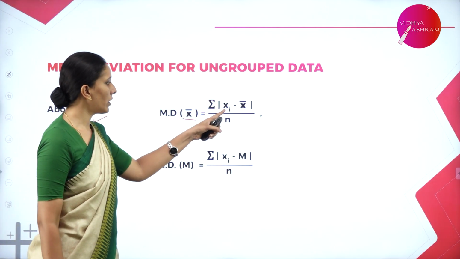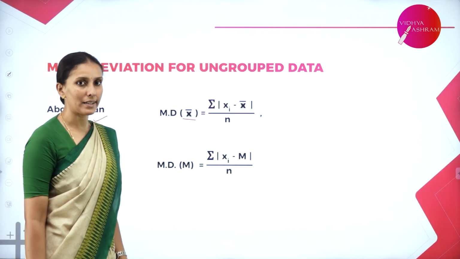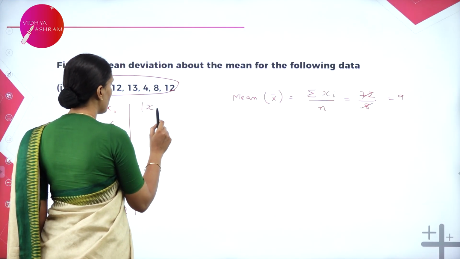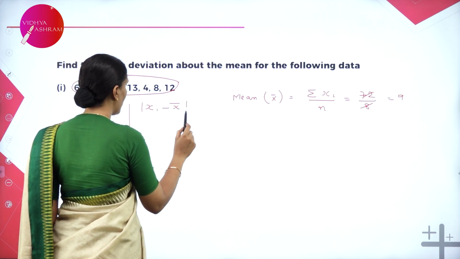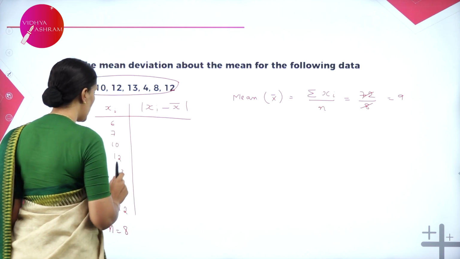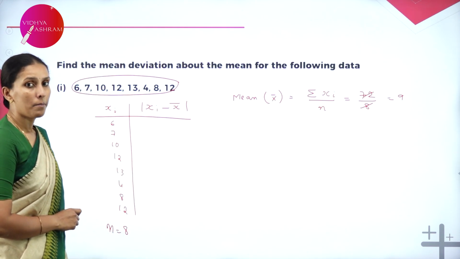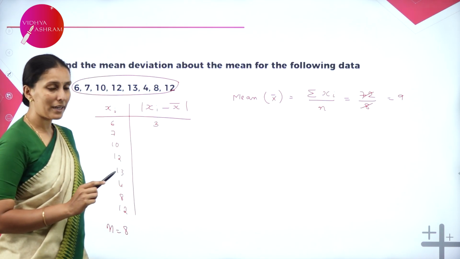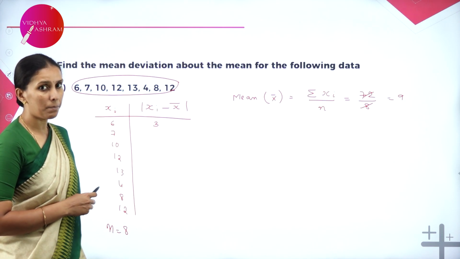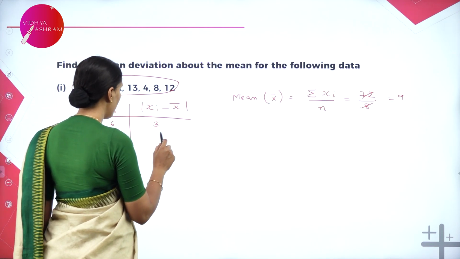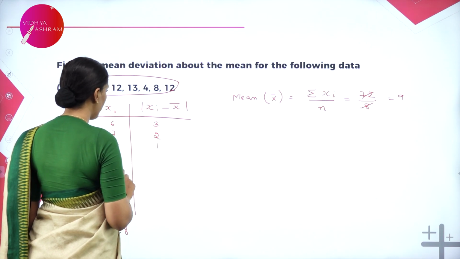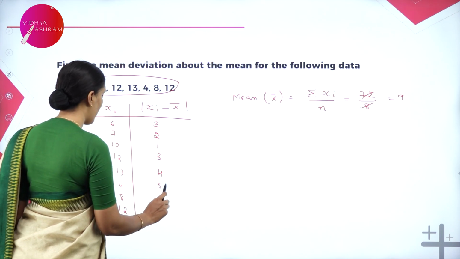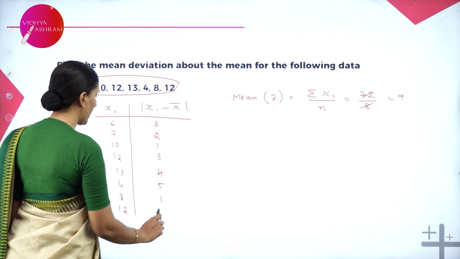According to the formula, we need to take the difference of each observation with x bar under the modulus. So, the next column is modulus of xi minus x bar. That means take the difference of each data or observation with respect to the mean. So now 6 minus 9 under the modulus is 3. We cannot write minus 3 because we have taken modulus, which means a positive value. Next 7 minus 9, 2. 10 minus 9, 1. 12 minus 9, 3. 13 minus 9, 4. 4 minus 9, 5. 8 minus 9, 1. 12 minus 9, 3.